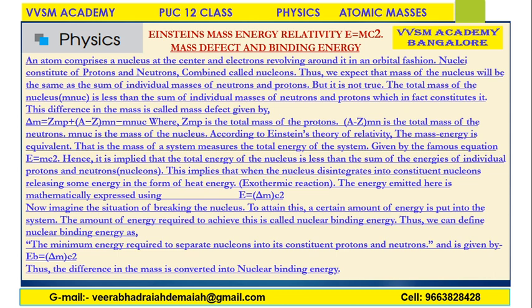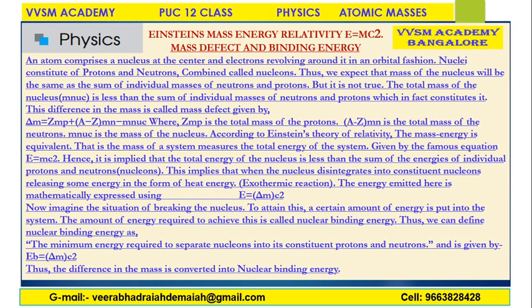This implies that when the nucleus disintegrates into constituent nucleons, some energy is released in the form of heat energy, which is an exothermic reaction. Liberating heat energy to the surroundings is called an exothermic reaction. The energy emitted here is mathematically expressed as E is equal to delta m c squared.